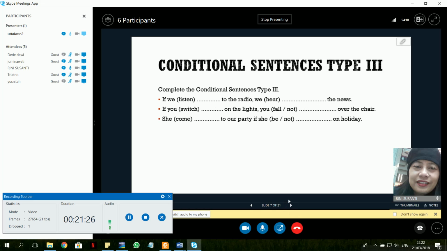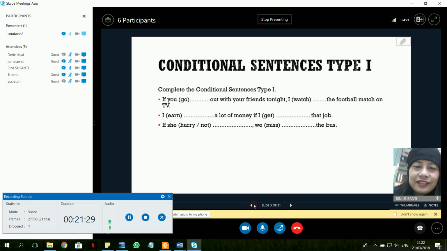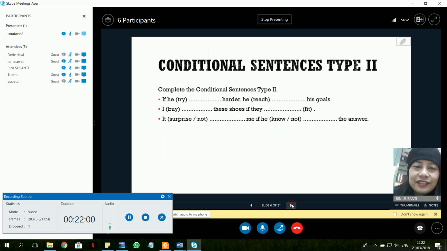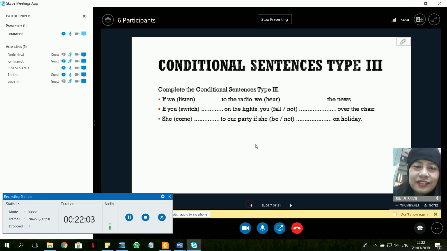Next, conditional type 3. Please remember, I will show you the conditional type 3. It shows something impossible to happen. So we use if and past perfect, and would, could, might plus have plus past participle. Don't forget that we use would have, could have, might have. Next, this one.